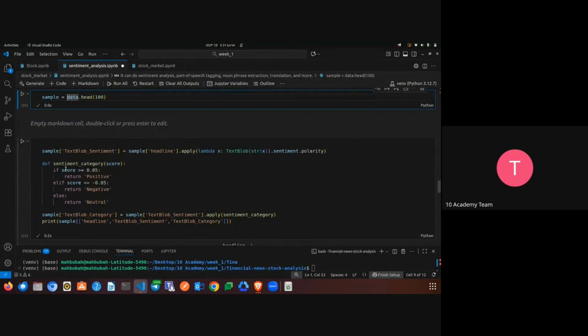Here, sample headlines is the pandas series with the headlines from our CSV. Then I have used apply to run a function on each row individually, and I have created a TextBlob object and accessed the sentiment polarity. Then I have defined a function, sentiment category. This function converts the numeric polarity into a human readable label. I used scores greater than 0.05 for positive, scores less than negative 0.05 for negative, and else neutral. So we have three categories: positive, negative, and neutral.